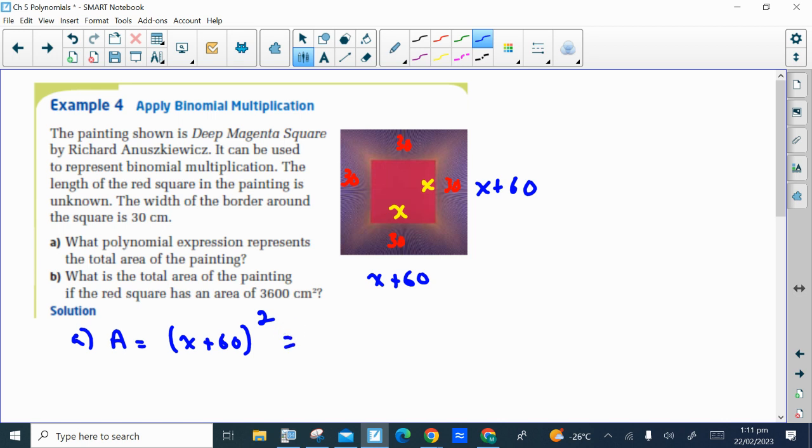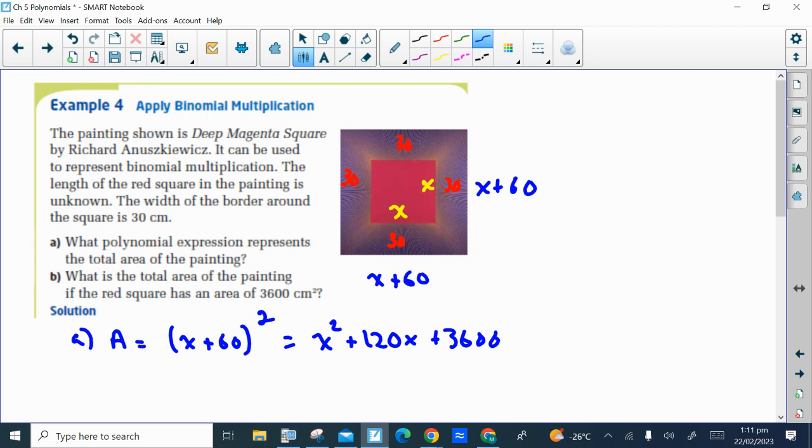So you can use our shortcut to square that binomial. Square the x. Multiply the two terms together gives you 60x. Doubled is 120x. And when you square 60, you're going to get positive 3,600. 60 times 60. 6 times 6 is 36, and then there's 2 zeros because there's 1 zero in each 60. So there's an expression for the area of the painting.